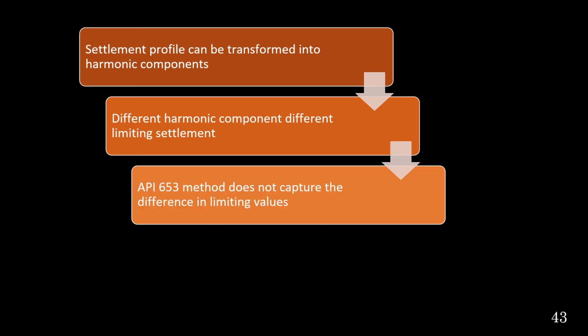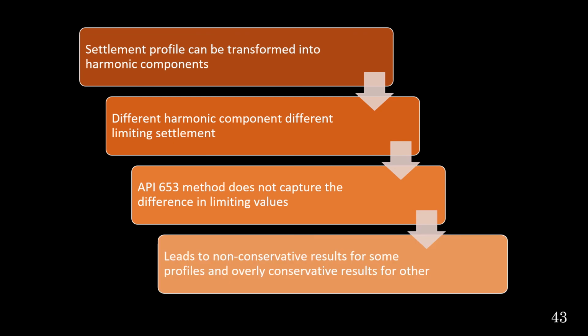The third thing we learned was that the current code provisions do not have a provision to differentiate between the effect of different harmonic components. There's a single value which captures or limits the allowable settlement. And the fourth thing we learned from our finite element analysis is that the current method leads to either overly conservative results or non-conservative results depending on the settlement profile, and therefore it's not accurate.